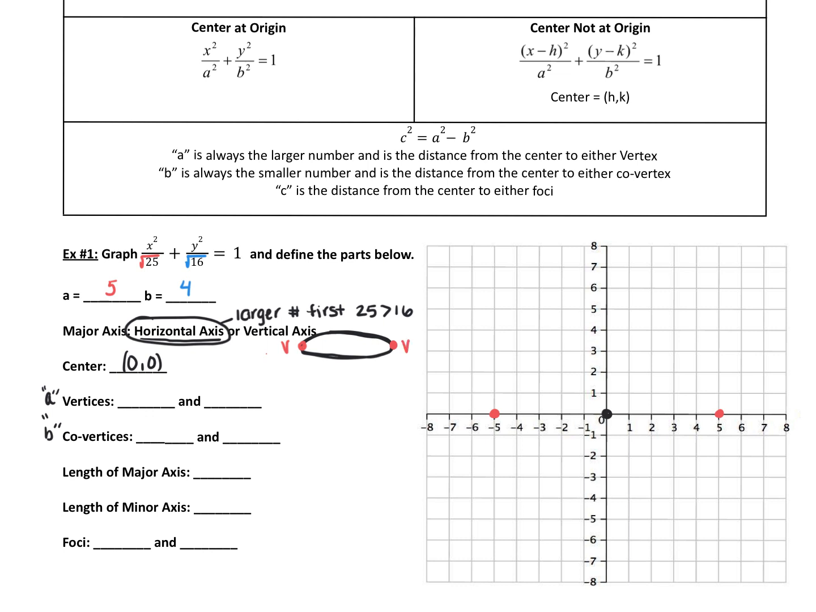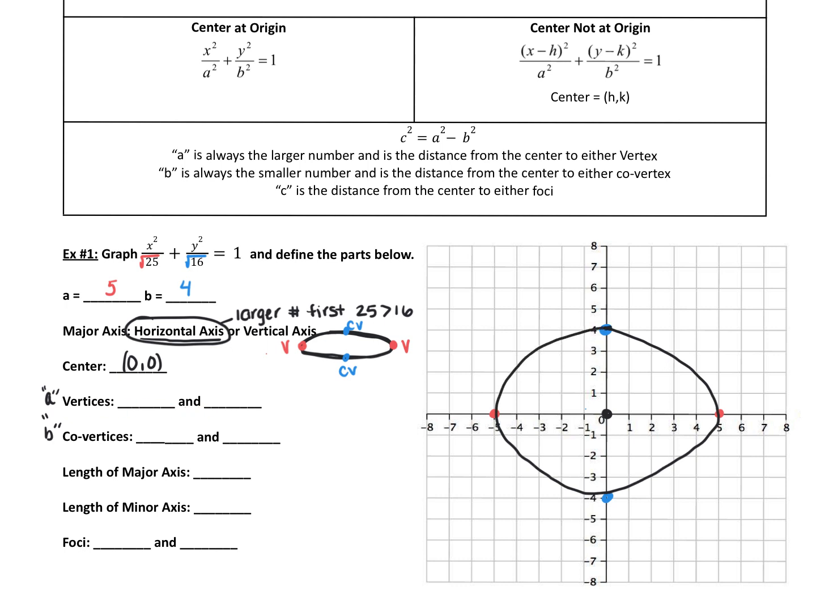B is the distance from the center to the covertex, right? B is the distance from the center to the covertex. So the covertices, I'm going to put CV, are up here and down here. So we're going to go up 4, since that's what B is, and we're going to go down 4, since that's what B is. And all we have to do now is just connect this. And here is my oval looking shape, or my ellipse.